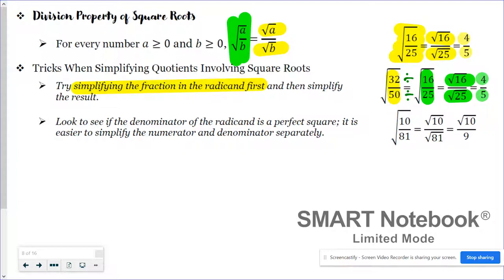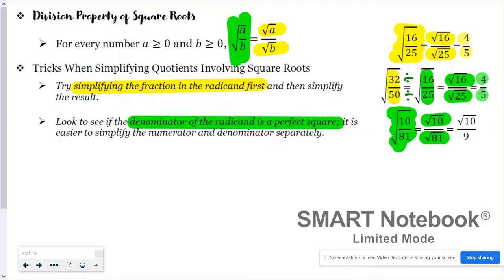Okay. And then another trick, look to see if maybe only one of the numerator or the denominator is a perfect square. Because honestly, if the denominator of the radicand is a perfect square, then excellent. Like in this fraction here, square root of 10 over 81, write them separately. Square root of 81 is 9. And so I don't have to worry about the denominator anymore. The square root of 10, I'd be like, can I reduce that? And if I can, I would.